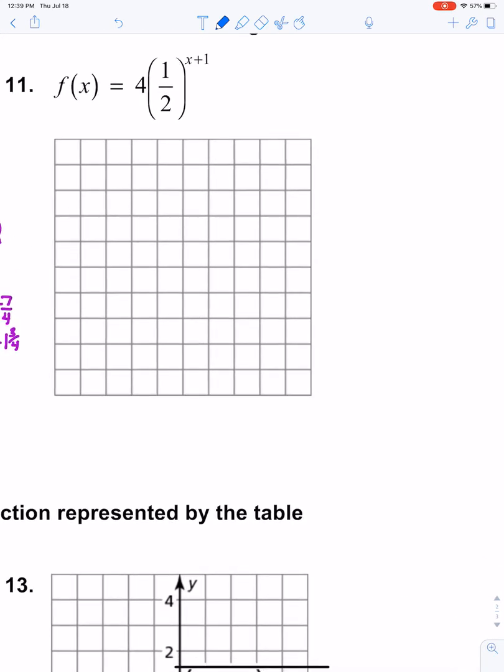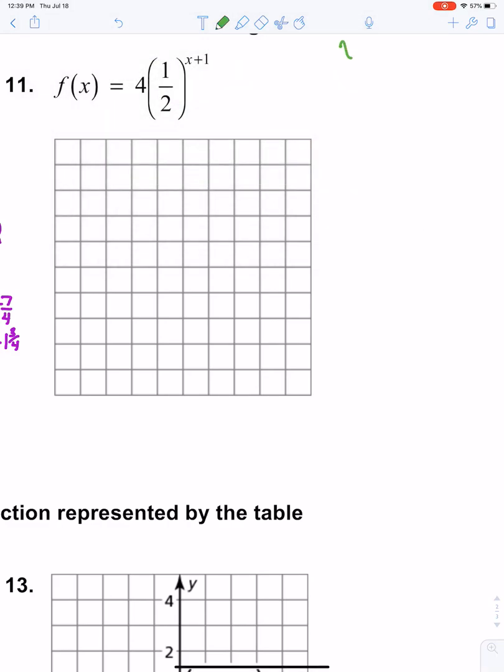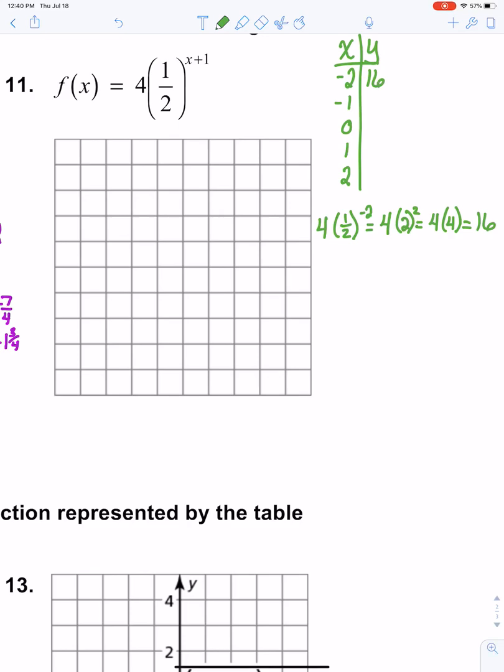Okay, so here's another tricky one. All right, let's build our graph. Okay, we're going to make an x and a y table. Okay, I am going to plug in -2, -1, 0, 1, and 2, and we'll evaluate at those points. So 4 times 1/2 to the -2 power is equal to 4 times 2 squared, which is 4 times 4, which is 16. Okay, the negative flips that 1/2, so it becomes 2, and then we square it to get 4.